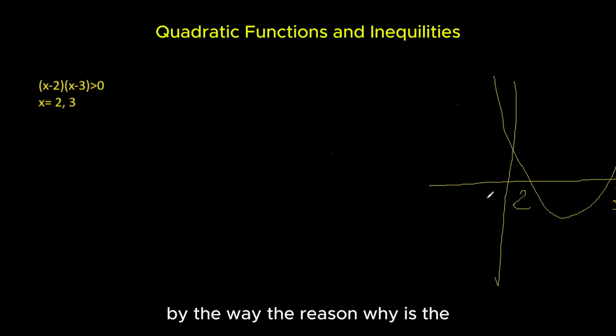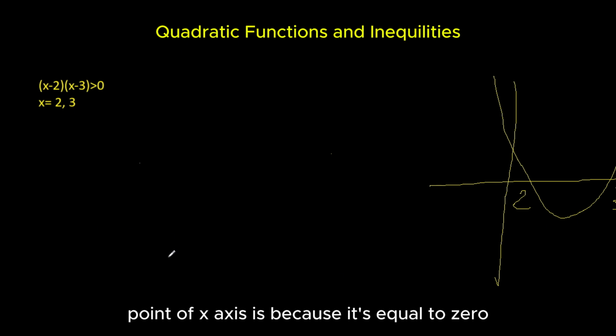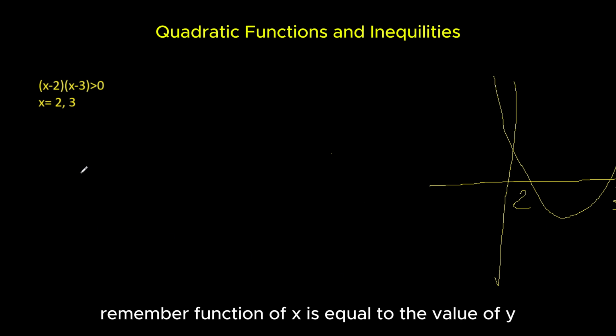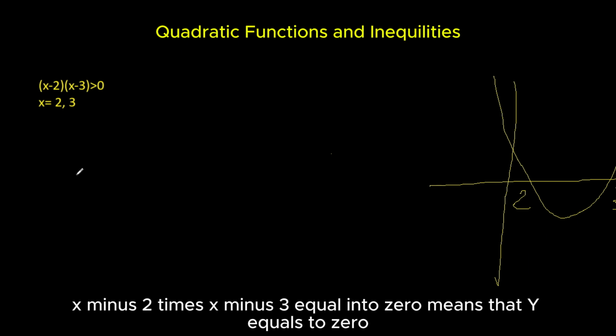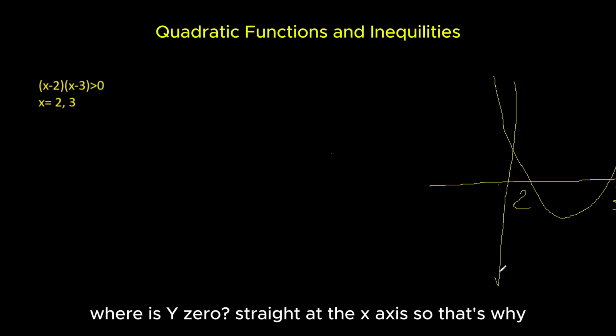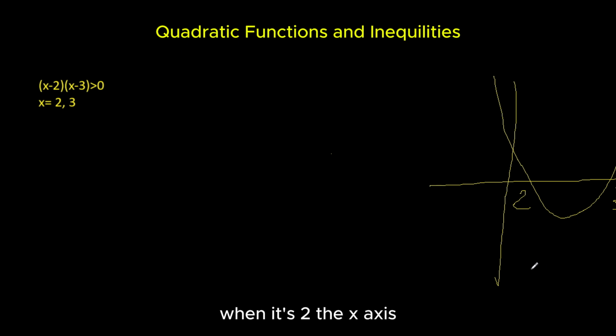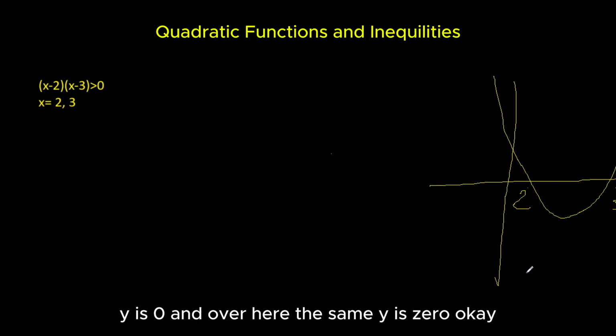And by the way, the reason why it's the intersection point of the x-axis is because it's equal to 0. Remember, a function of x is equal to the value of y. So x minus 2 times x minus 3 equaling 0 means that y is 0. And where is y 0? Straight at the x-axis. So that's why when it's 2 at the x-axis and it's intersecting the x-axis, y is 0, and over here the same, y is 0.